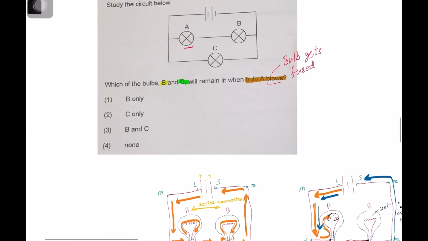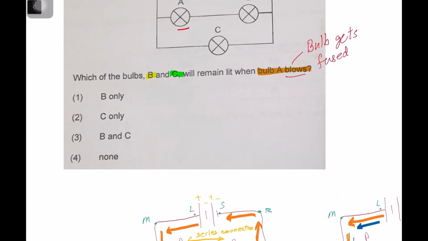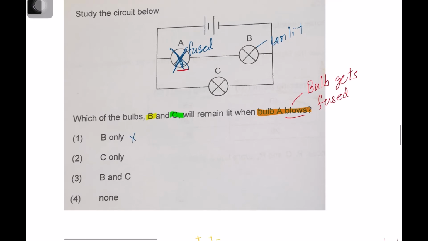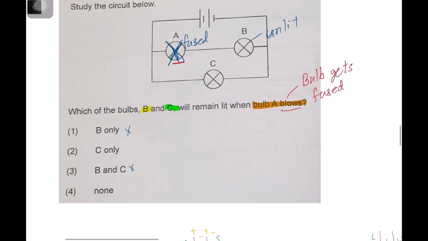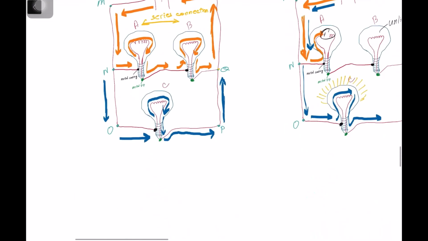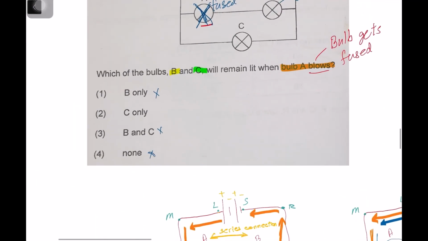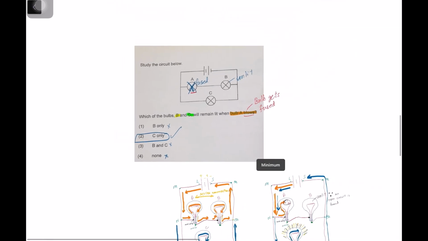And now let's look at the options. B only will remain lit. Nope, this is fused. B will remain unlit based on the diagram I just drew below. So any option which has B will be incorrect. And none is also incorrect because over here bulb C is lighting up. So option 4 is also wrong. So it means the only option left is 2, which is C. So the answer is 2.